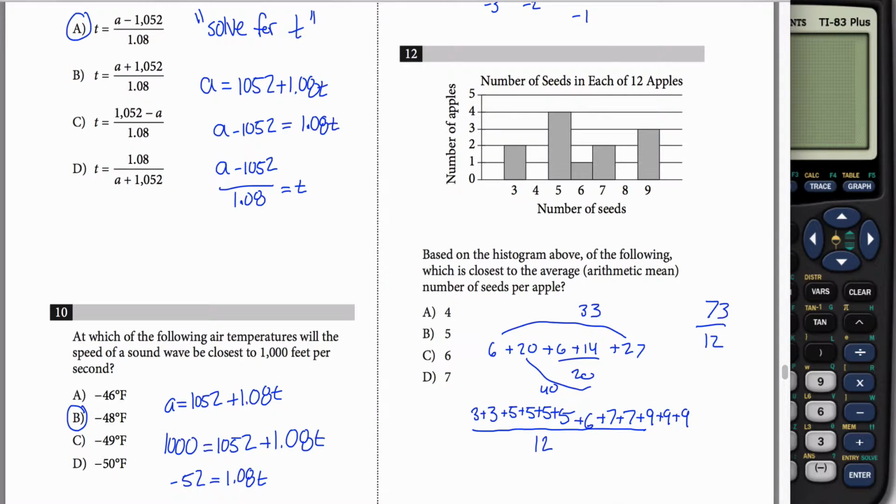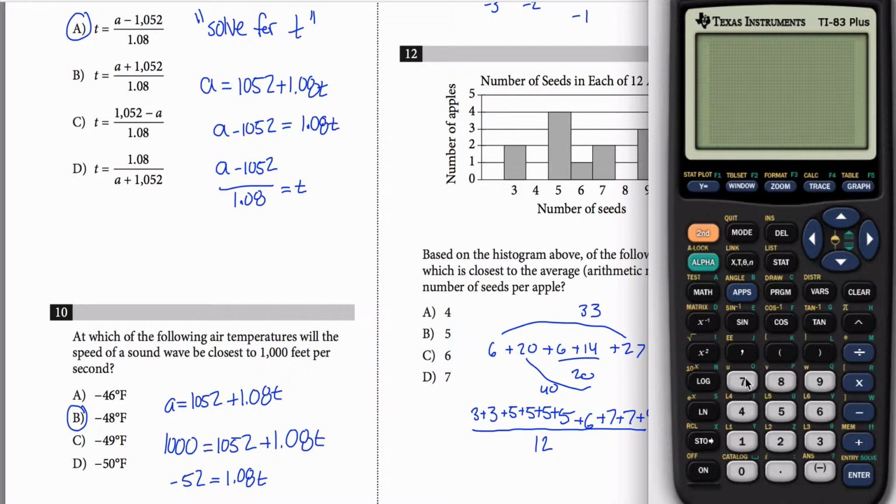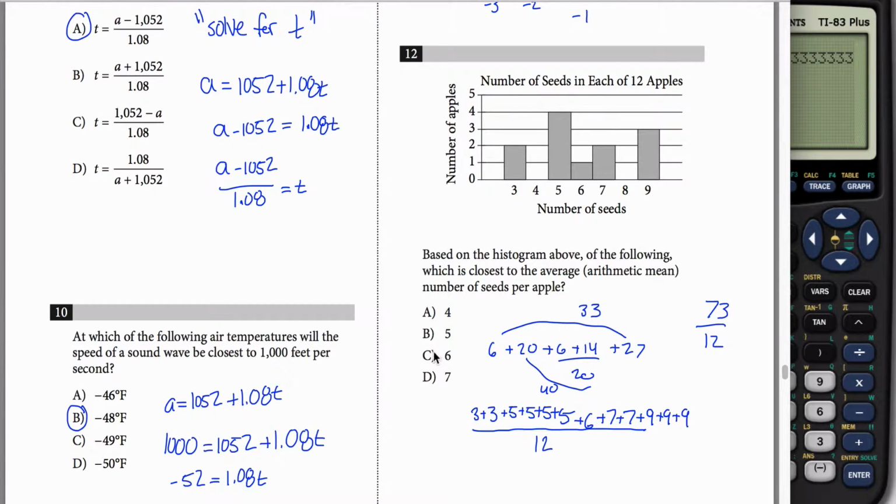73 over 12, you could do that in your head if you really felt like it, but you do have a calculator, so maybe punch that in. 73 over 12 gives you just over 6, which is 6.08. The closest is 6, so my answer would be 6. And that makes sense if you look at these guys. These are 1 more than 6. These are 1 less than 6. So I have more that are less than 6 than more than. But then these are 3 more than 6, and these are 3 less than 6. So my average is going to be pretty close to 6. Sure enough, that ends up being the answer.